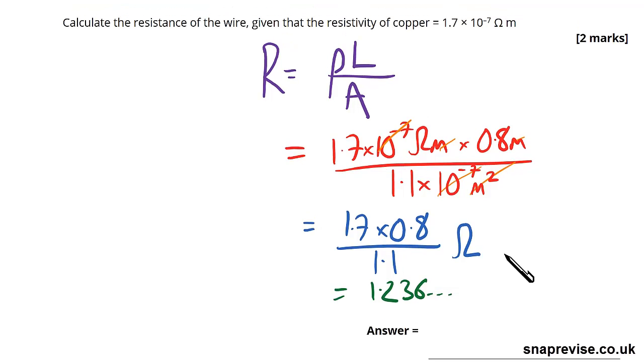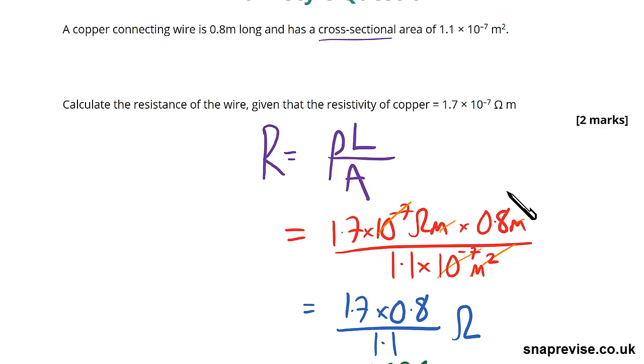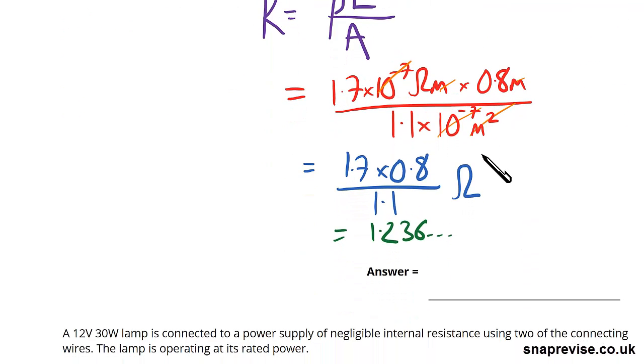We find the answer is 1.236... Now what do we have to leave our answer to? Well, we're only told 2 significant figures in our question, so we should really leave it to 2 significant figures in our answer. So it's basically 1.2. So it's going to be 1.2 ohms to 2 significant figures. We should remember to write the correct unit down. Obviously, the unit for resistance is ohms, as we've just worked out here.